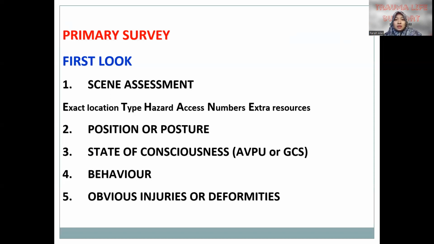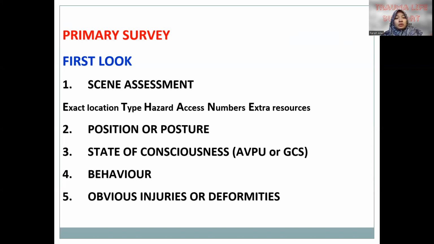You have to tell MECC what are the extra resources that you need. Do you need extra ambulance? Do you need police to help with the traffic control? Do you need bomber to help you with extraction of a patient? You have to tell them.